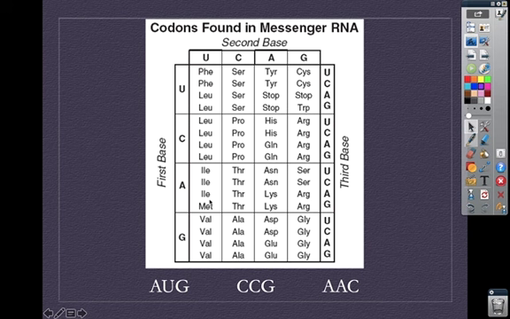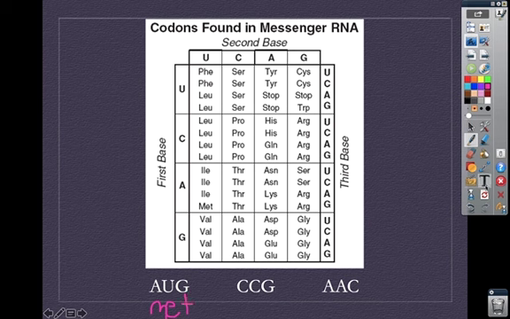So how do I know which one I actually need? So look over on the right hand side of your chart. Notice where it says third base. All right, so my third letter is G. So I need to find AUG. So here I am. This is the AU box. This is the G line. So my first amino acid is methionine, which is abbreviated as MET. You just need to write down MET. You don't have to learn the full names.